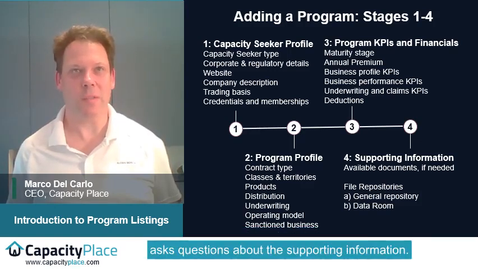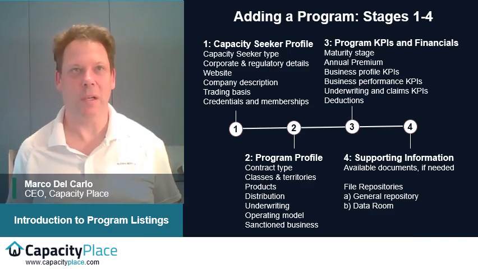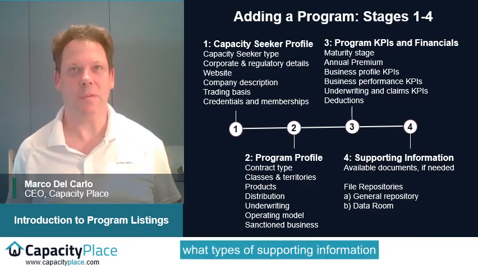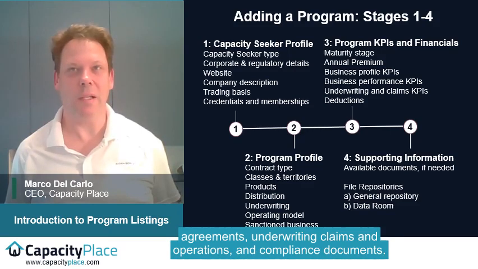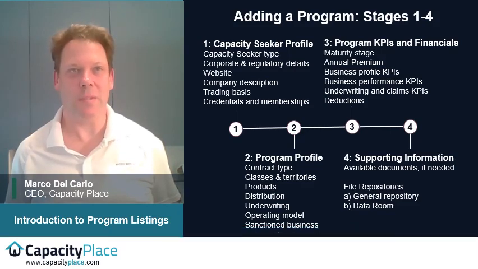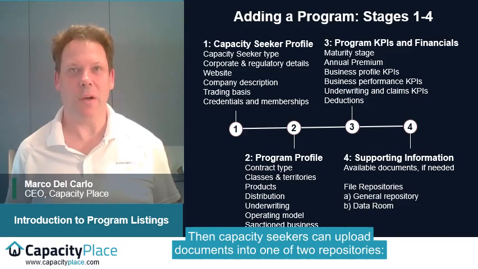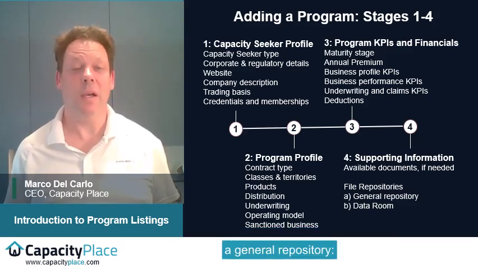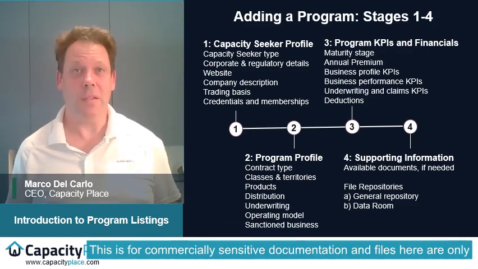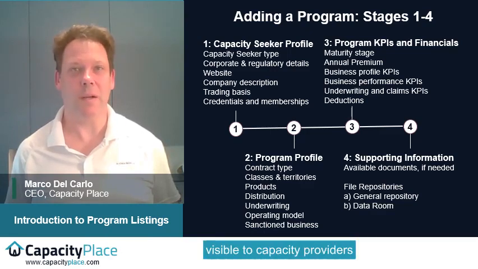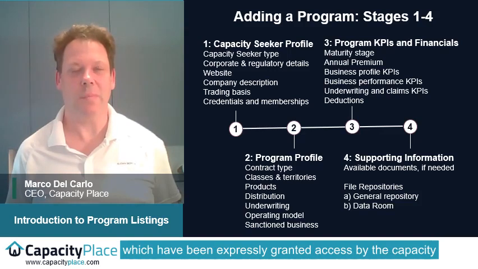Stage 4 asks questions about supporting information. A series of questions asks what types of supporting information do you have covering corporate information, historic program data, forward-looking plans, agreements, underwriting, claims and operations, and compliance documents. Then capacity seekers can upload documents into one of 2 repositories. A general repository, files here are visible to any capacity provider that can view your listing, or to a data room. This is for commercially sensitive documentation, and files here are only visible to capacity providers which have been expressly granted access by the capacity seeker.